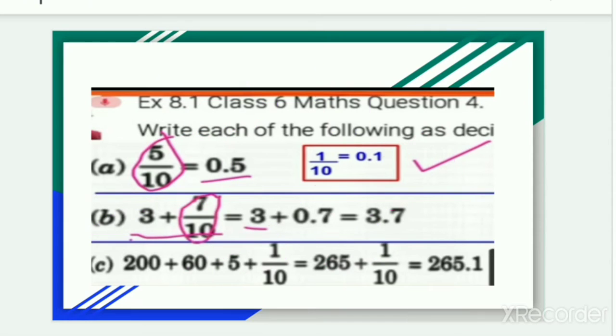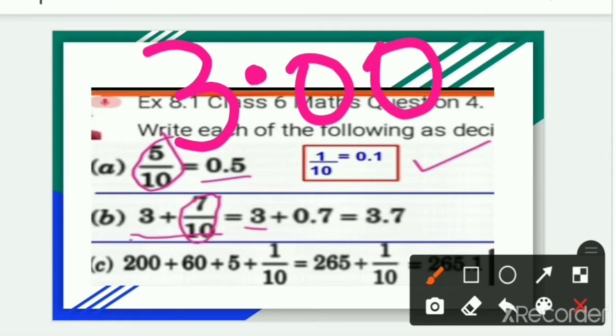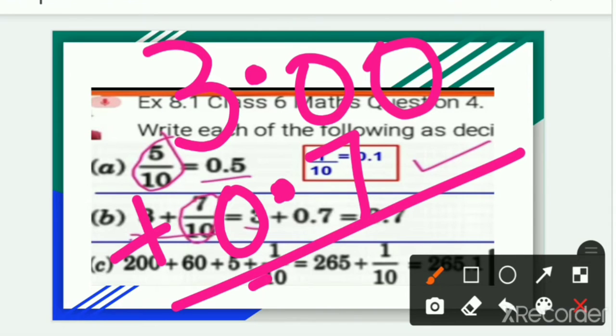Or you can add also. How? Because there is no decimal after 3, make a point and add zeros, as many as you want. The next number is 0.7, so the 0 comes here, point below point, and then adjust the numbers. Here comes 7. Now add them. What will come? 3.7. Our answer is 3.7.